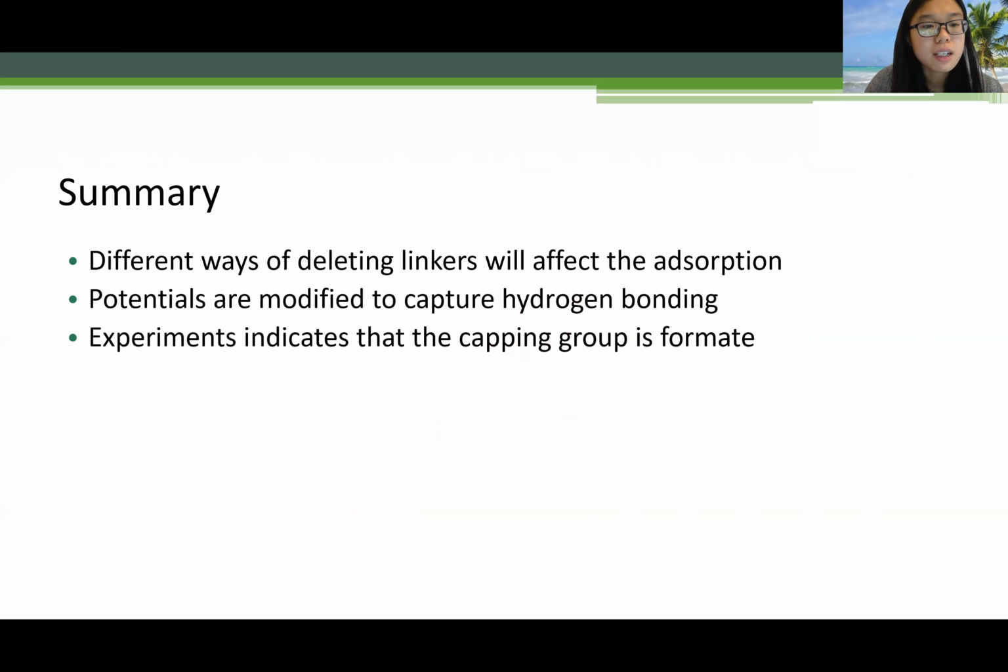So, summary: different ways of deleting linkers will affect the adsorption. Potentials need to be modified to capture hydrogen bonding, and the experimental capping group is formate.